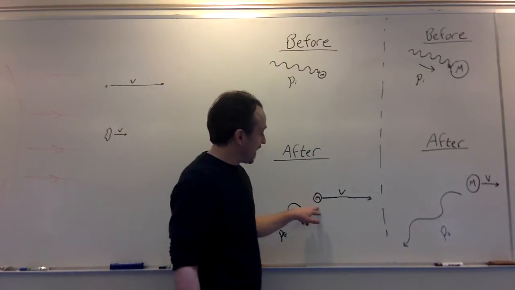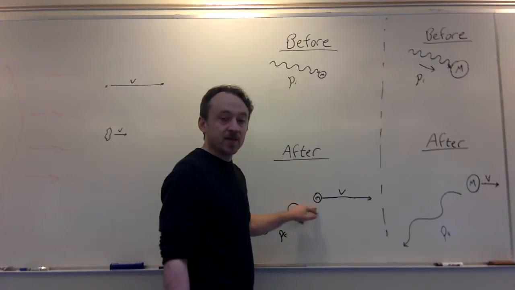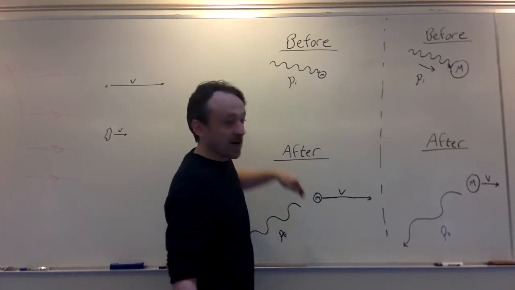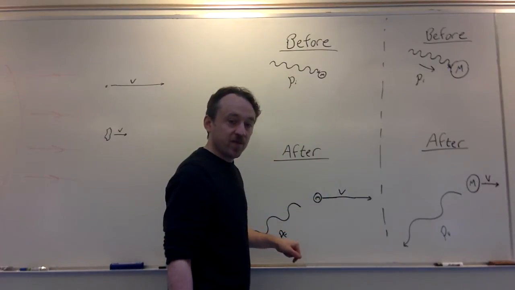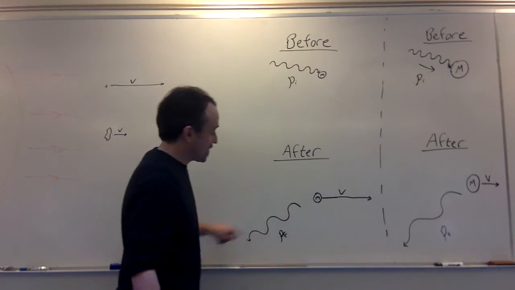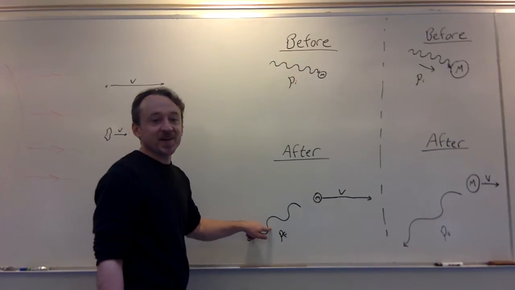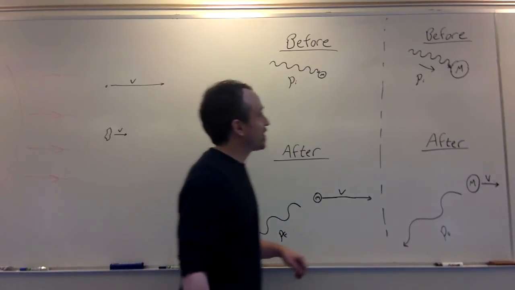And that imparts a velocity onto the object. So this object actually took some of the energy from this photon, and now this photon travels away with a lower energy, which is why it's got a longer wavelength. You didn't have to wait long for that answer, did you?